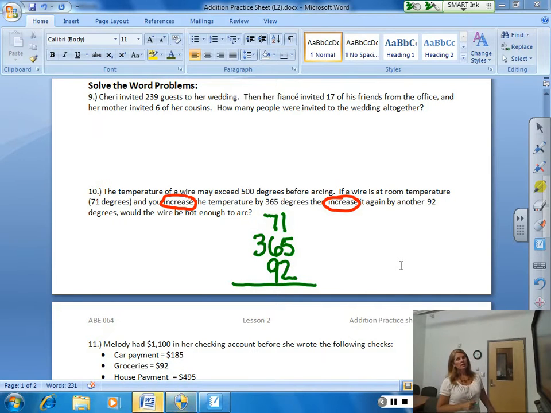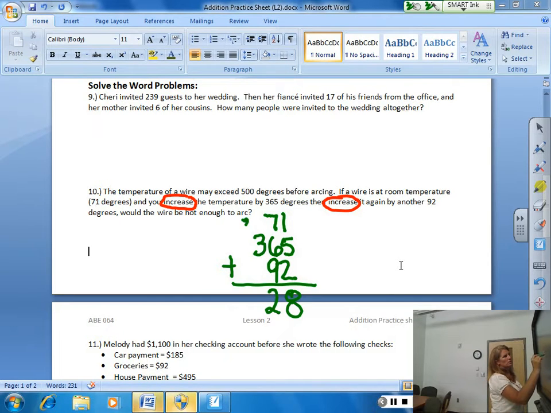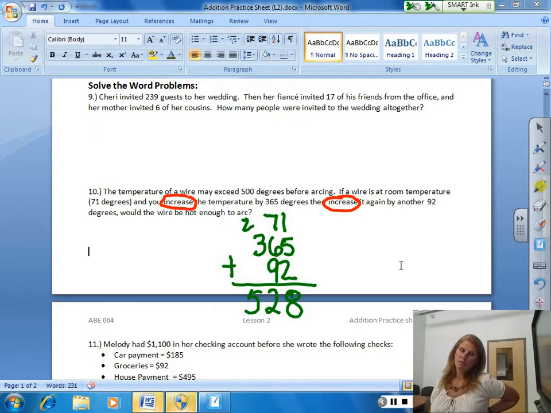Add those together to see if you would have gotten it high enough for it to actually arc. So 6, 7, 8. 7 and 6 is 13, plus 9 is 22. Carrying that 2. And 3 plus 2 is 5. So if you increase it and increase it again, you get to 528 degrees.